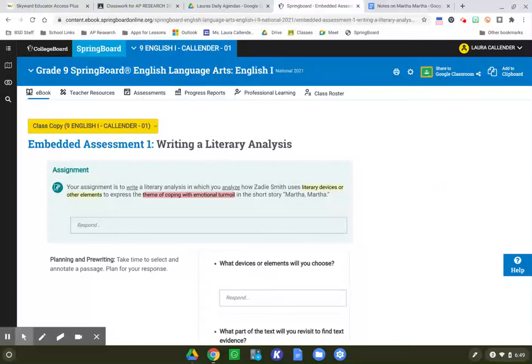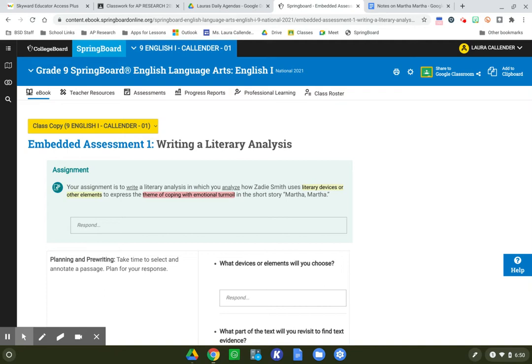Hi, everyone. Today and all this week, we're going to focus on Springboard Activity 1.20, Analyzing Martha. Next week, we're going to look at Springboard Activity 1.21, which is Martha, Martha Part 2. And both of those activities lead us directly into our first official embedded assessment. We're actually going to write that assessment when we come back after Thanksgiving break.